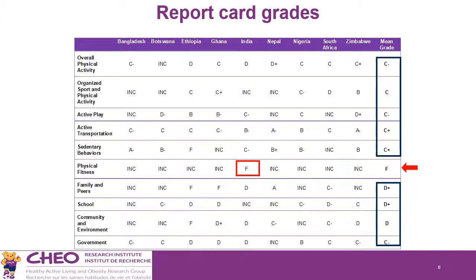Interestingly, physical fitness was poorly graded. Only 1 country had a grade for physical fitness among the 9. Active transportation was the only indicator to be graded by all 9 countries. And Ethiopia was the only country with at least 1 missing grade, others had at least 2 or more.